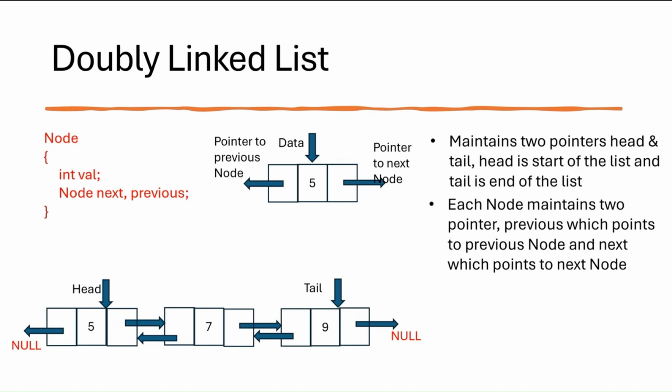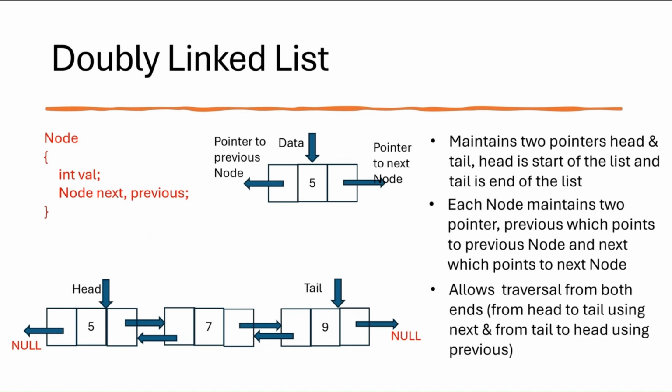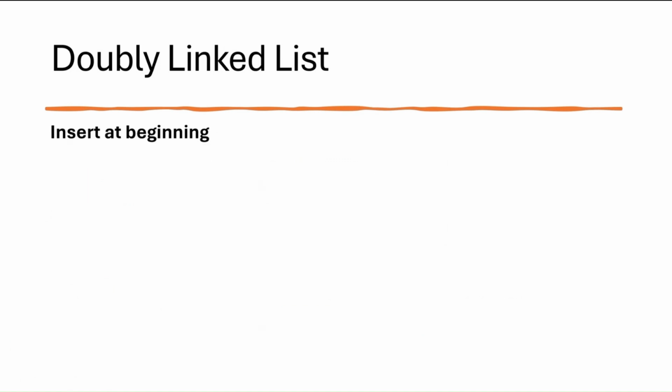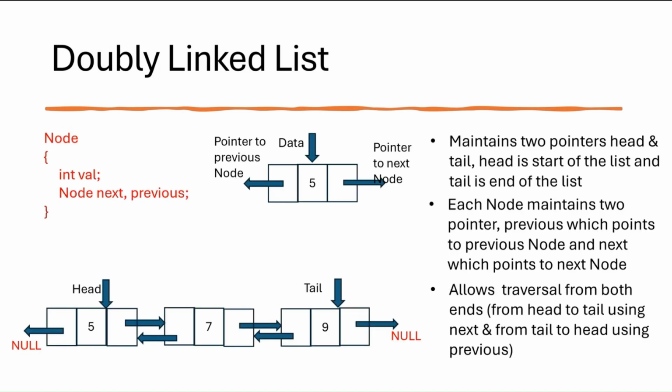So for example, like this, now 5's previous is null because there is no node here. It is the head node. Next is 7, and 7's previous is 5. 7's next is 9, 9's previous is 7, and next of 9 is null, right? So you can see it allows the traversal from both the ends, from head to tail using next, and from tail to head using previous. This is the advantage a doubly linked list gives: it provides you the traversal from both the ends using previous and next, right?